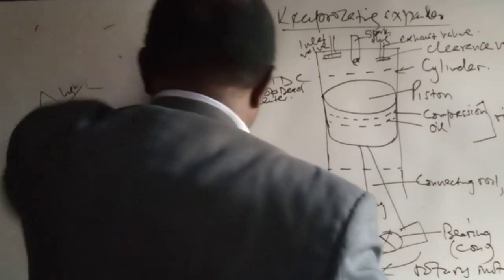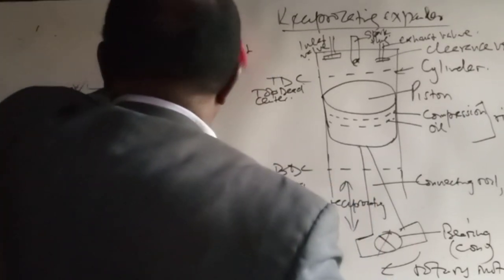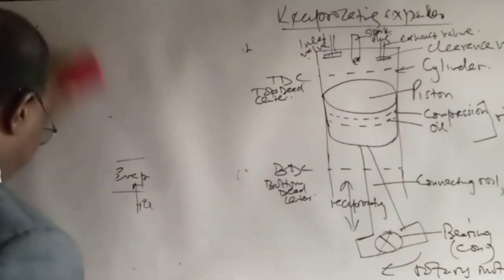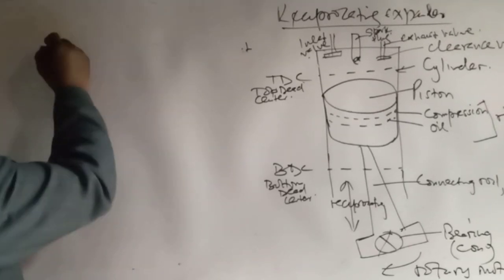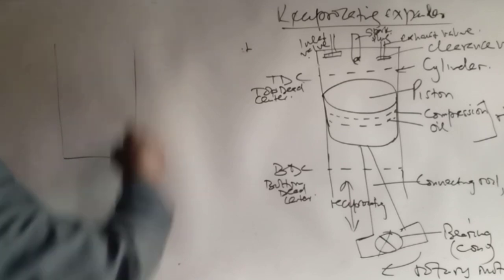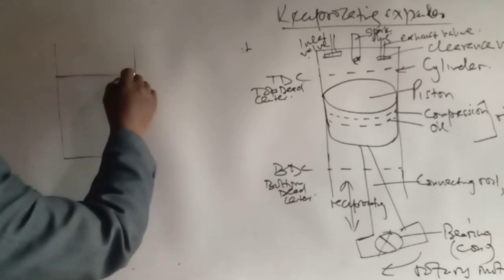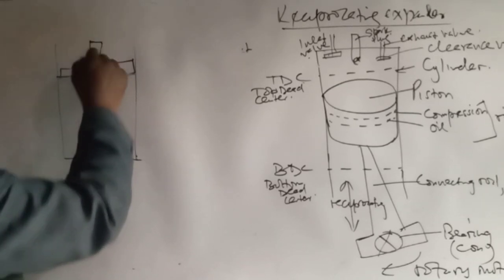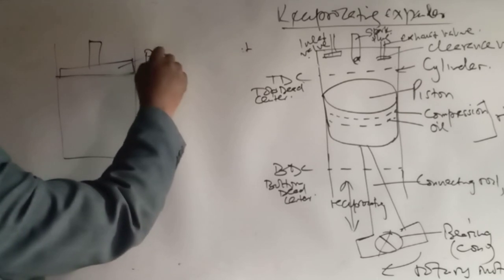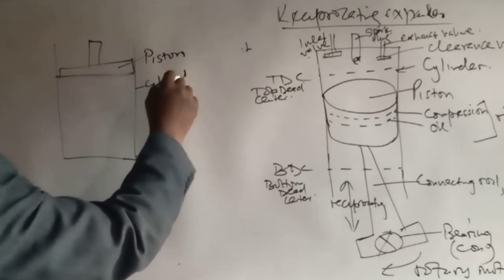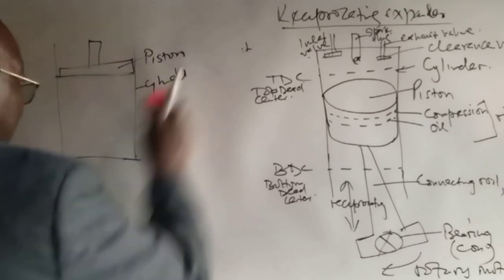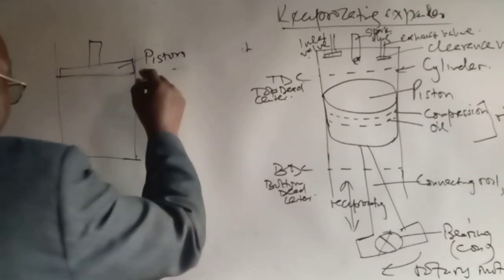Let me illustrate it in a simple manner. If we have a conventional, very simple pressure volume work unit for the cylinder, where we have the piston and we have the cylinder.